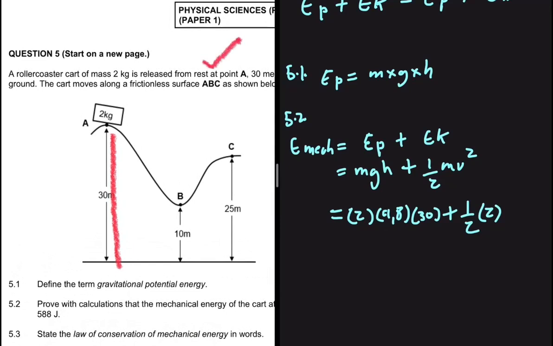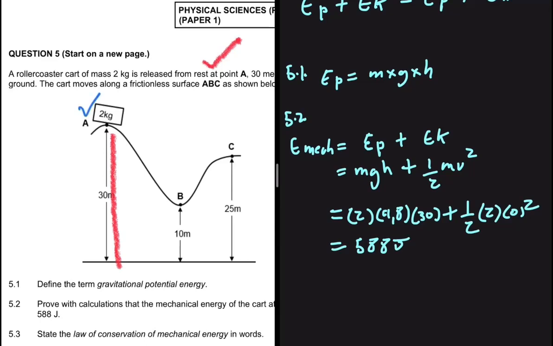So at point A, it is released from rest. That tells us that the initial velocity is 0. So we have 0 squared. If you put that in your calculator, you're going to get 588 joules. So the mechanical energy at point A is 588 joules.